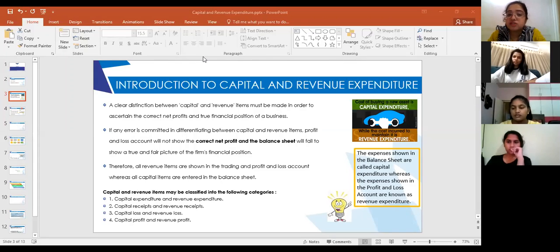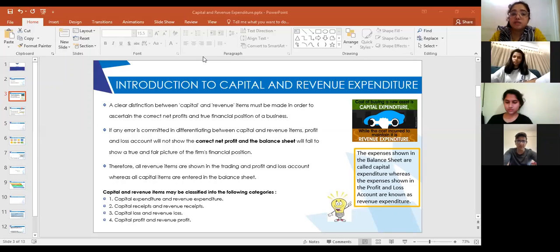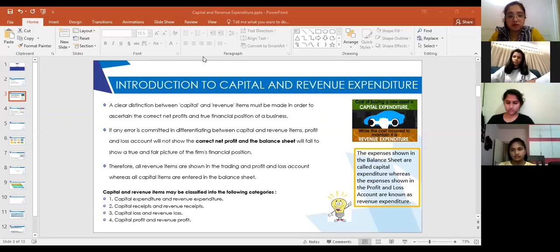However, expenses which are incurred not to increase the earning capacity, but only on a day-to-day basis, are not shown in the balance sheet. Where will they be shown? They will always be shown in the profit and loss account. So here we need to understand, very important, where capital items are featuring and where revenue items are featuring. A clear distinction needs to be made between the capital and revenue items, and this is done to ascertain the correct net profits and the true financial position of the business.